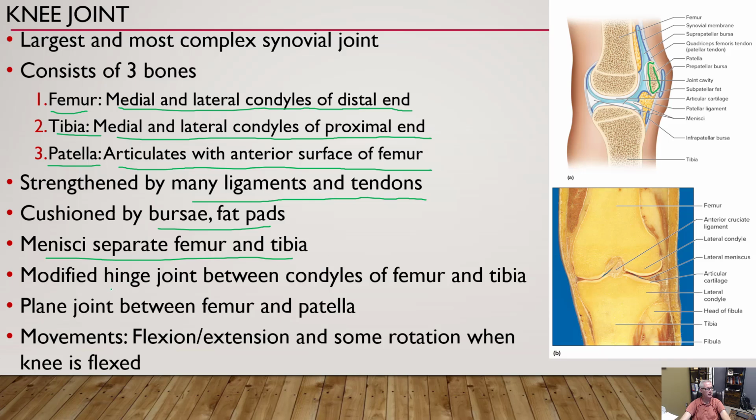So the knee joint is a modified hinge joint between that femur and that tibia. And then if we look at the femur and patella, it's actually a plane joint. And we only do flexion and extension of that knee joint. However, when that knee is flexed, we can see some rotation.